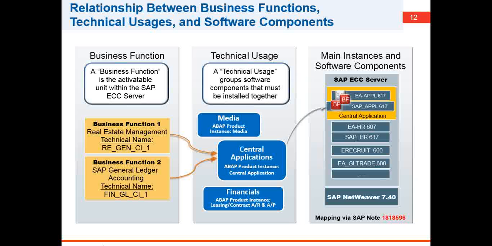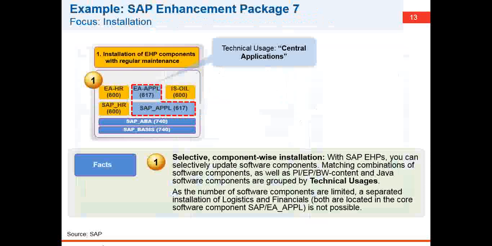So let's say the business has come to me and said, I need business functions for finance. And I know that all of those business functions, based upon the SAP note that was listed on the previous slide, are in the technical usage central instance or central applications. I only need to install the central application technical usage. I do not need to install everything else that's out there.